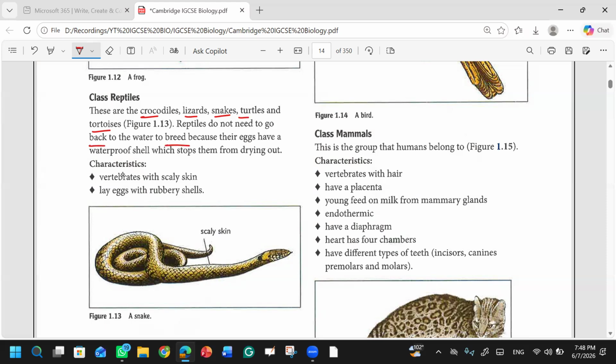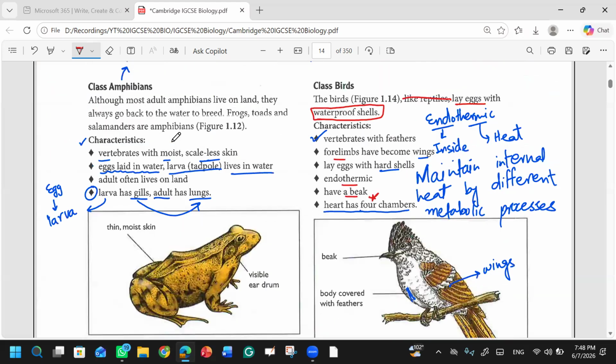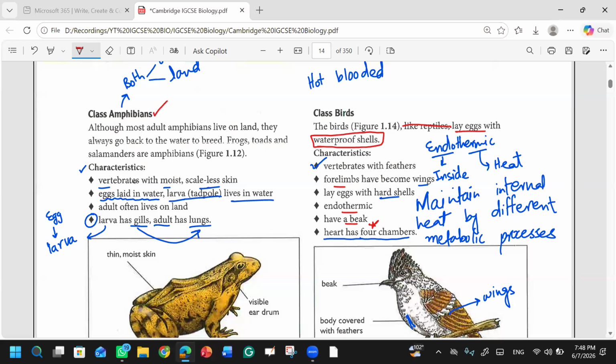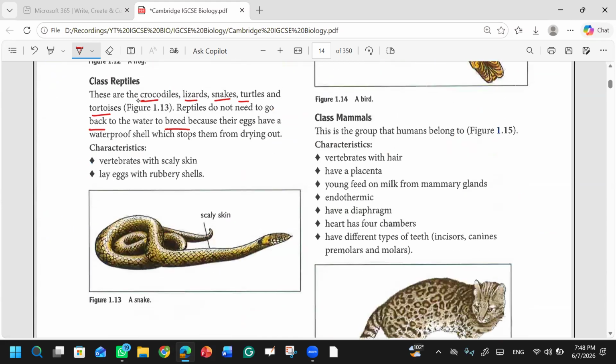to breed. In which class did we study that they need water for breeding? The class amphibians, the organisms of this class need water to breed, right? But the class reptiles, they don't need water to breed because their eggs have waterproof shells.